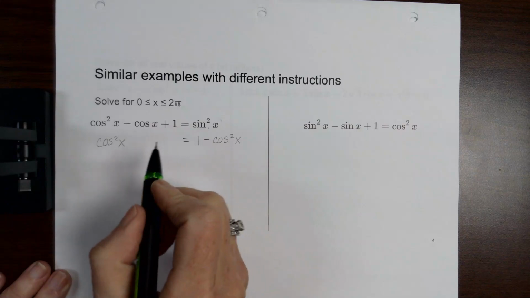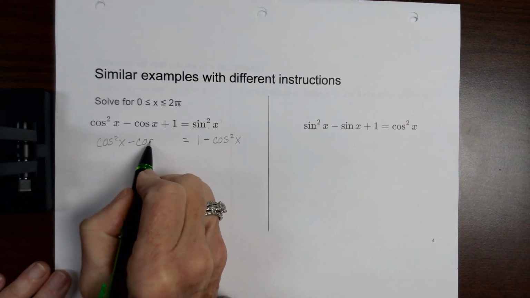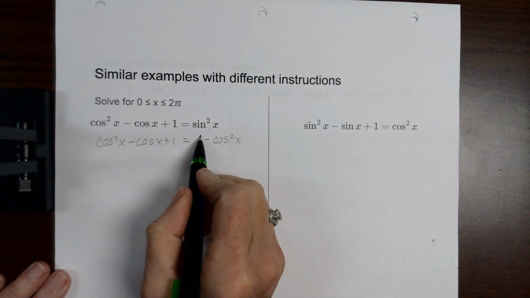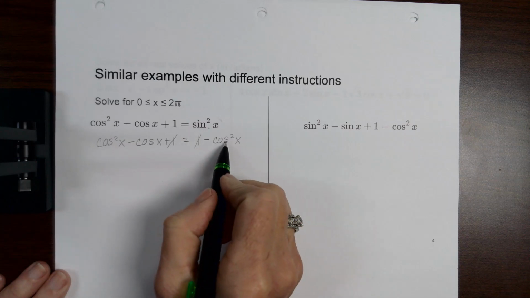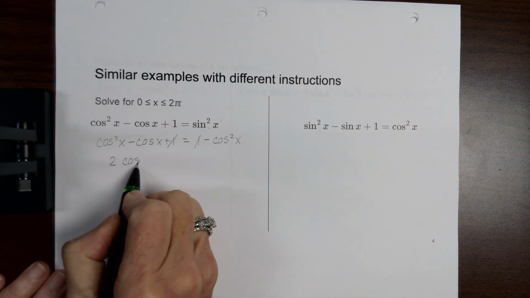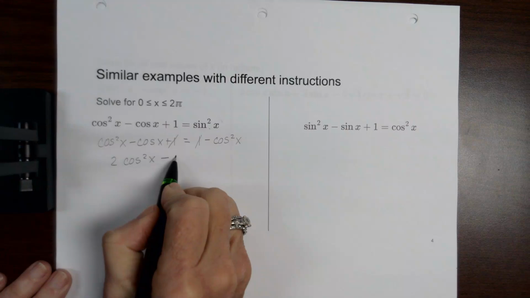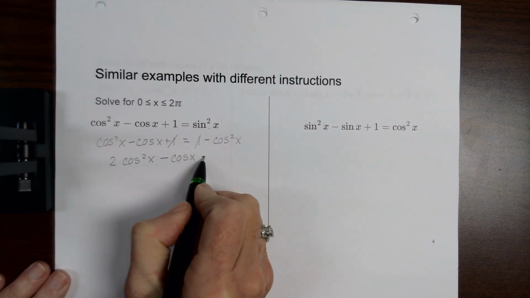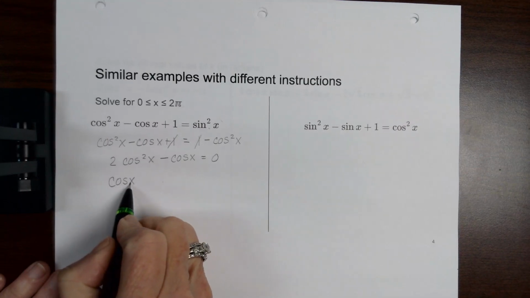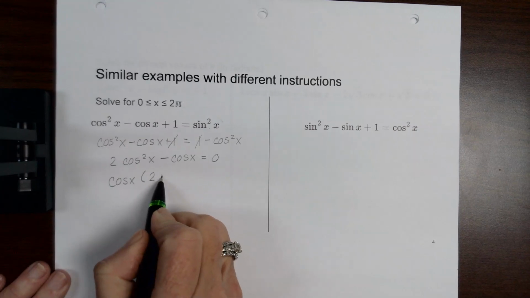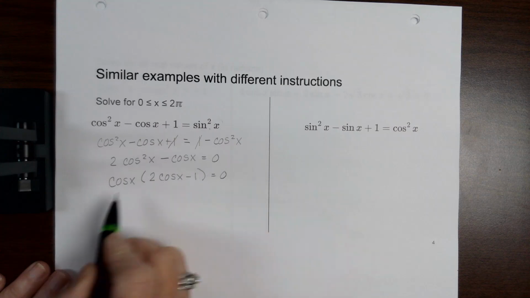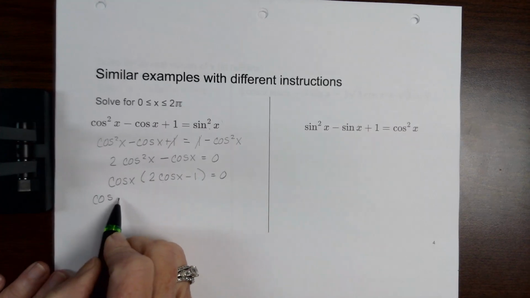Okay, I hope you can see this in pencil. So now I want to take everything to one side. The 1's go away when I subtract it. I'm going to add the cosine, so I'm going to get 2 times the cosine squared x minus cosine of x equals 0. What I can do is I can factor out a cosine of x. So I'm left with 2 cosine of x minus 1 equals 0. I set them both equal to 0.